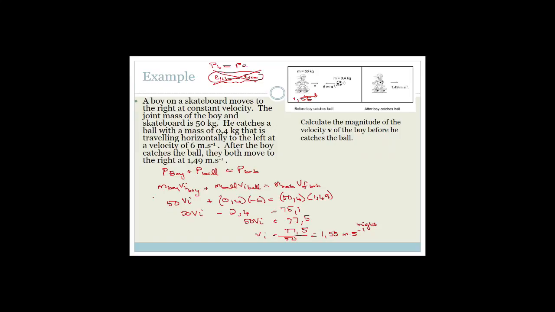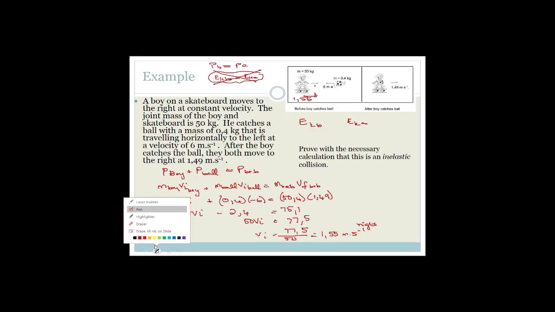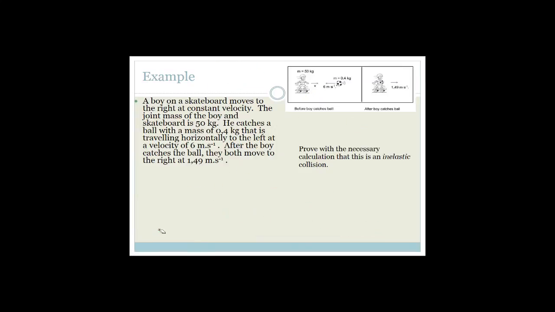Okay, now it says, prove with the necessary calculations that this is an inelastic collision. So in order to do that, we need to work out our EK before, and then we need to work out our EK after and see if they're equal. Okay, so I'm going to erase some of this writing so that we can have a look-see at what we've got. Actually, you know what? 1.55. Right. So we know that this velocity is 1.55. Right. So let's do this.